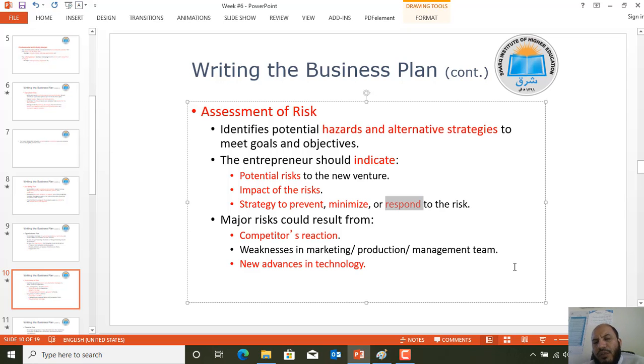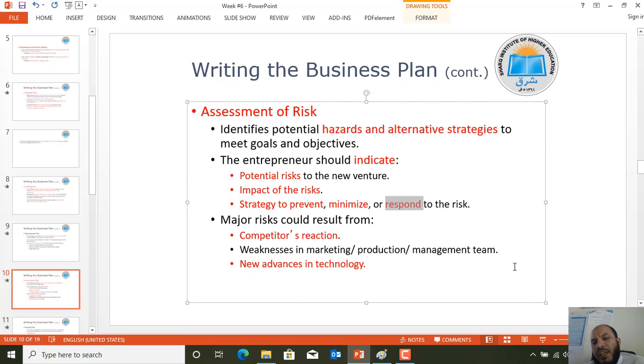So entrepreneurs will find the potential risks for the new venture. They will assess the impact of these risks upon their business, and then finally they will develop the prevention, minimization or response strategies for all these risks.